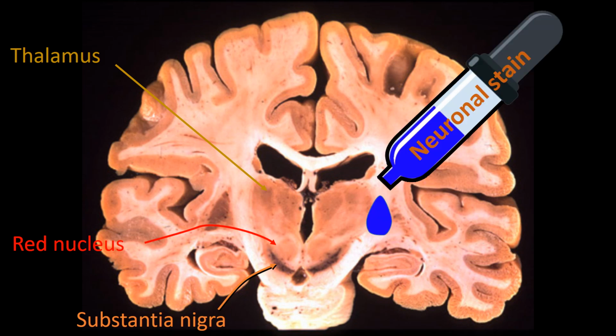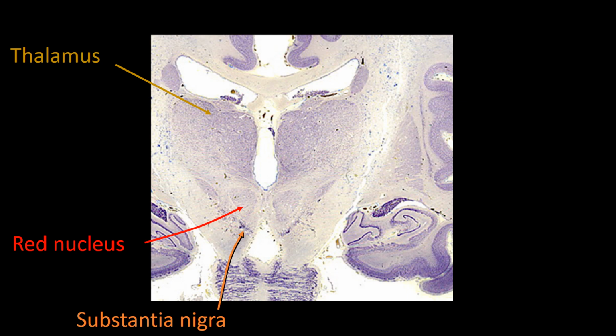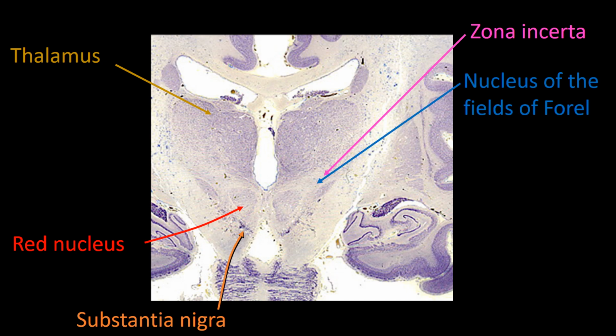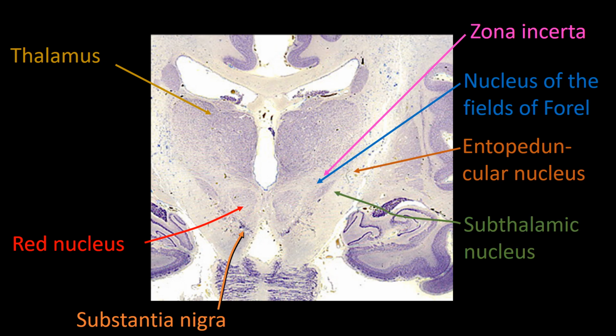We must now use a neural stain to impregnate the tissue, as you can see in this frame, to be able to see four less well delineated structures than the three we have just mentioned. These structures are the zona incerta, an important nucleus in the control of movements, the nucleus of the field of Forel, also involved in movement coordination, the entopeduncular nucleus, another movement coordination area, and the subthalamic nucleus of Luys.